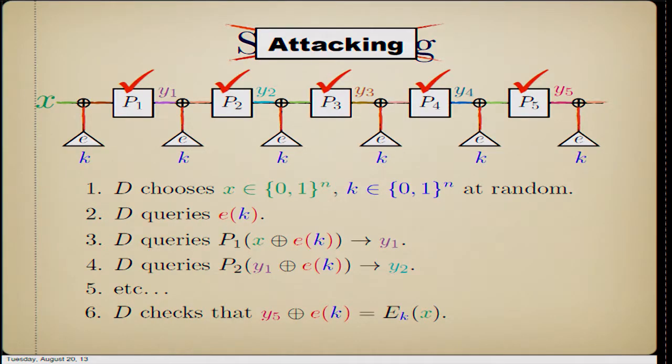This is what the simulator is up against: a distinguisher trying to construct lots of chains at once, very confusingly, and some of them are going to match up. The simulator has to make those match up by making queries to the block cipher.